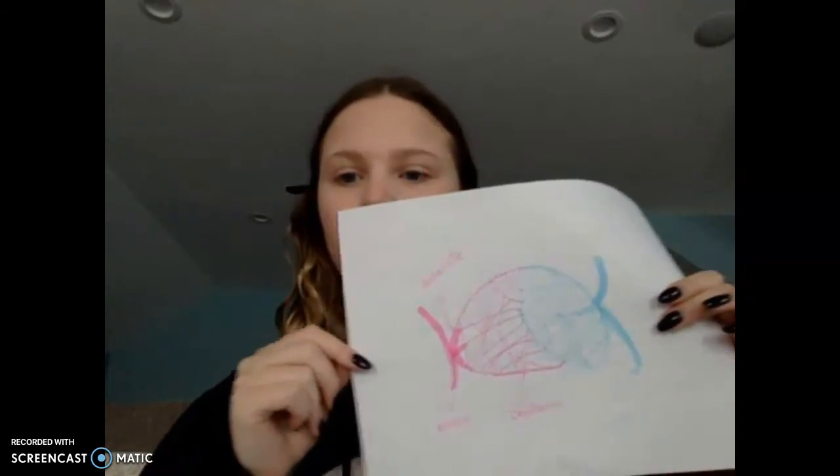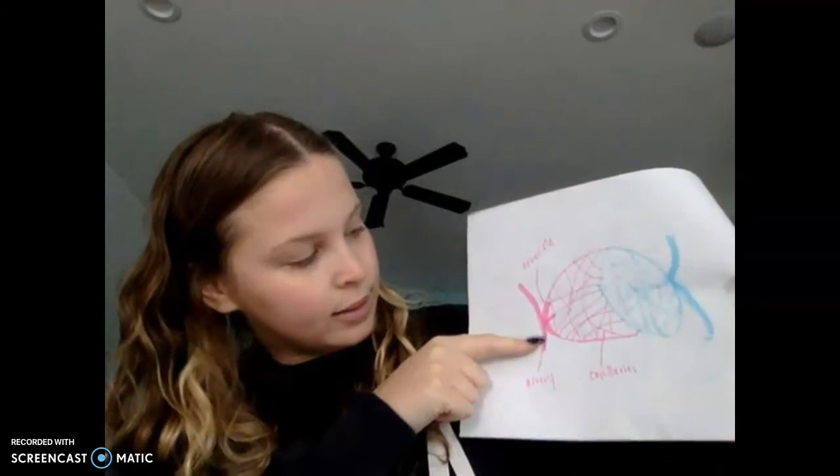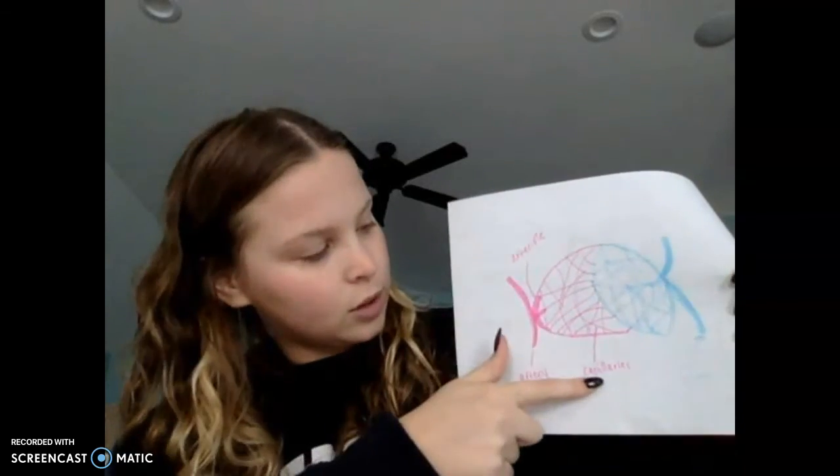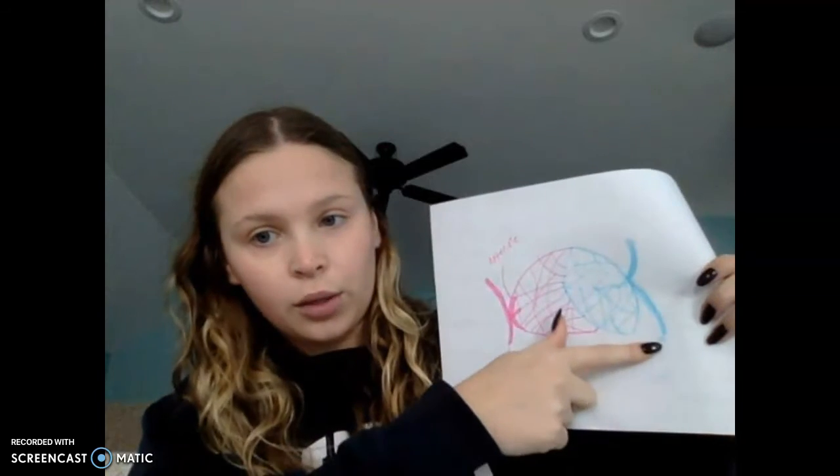Now I will do this little drawing that I did to go over. The arterioles are here. This is an artery. Here is a capillary. And the blue are the veins. And I believe that covers it.